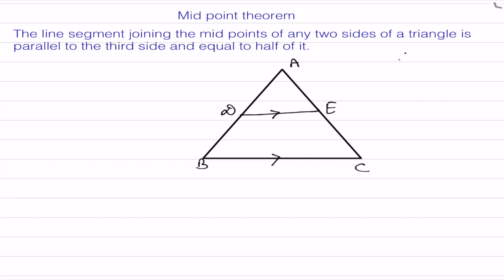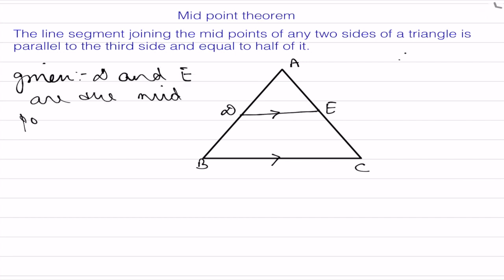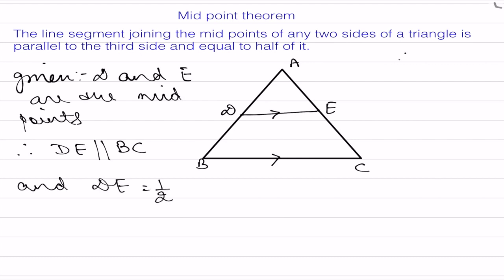So what is the result of midpoint theorem? What is given in this? D and E are the midpoints. Therefore, the line joining D and E is parallel to the third side BC. So, DE is parallel to BC and DE is half of BC. So, this is the result of midpoint theorem, children. You have to just remember the result.